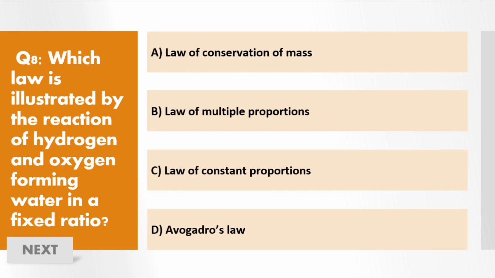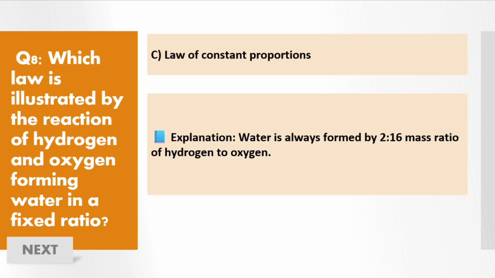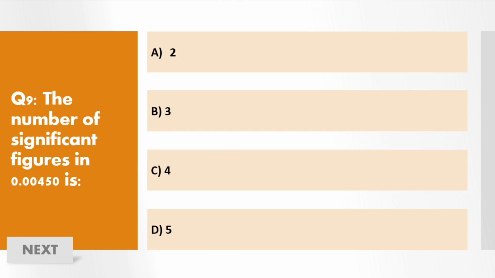Q8. Which law is illustrated by the reaction of hydrogen and oxygen forming water in a fixed ratio? A. Law of conservation of mass. B. Law of multiple proportions. C. Law of constant proportions. D. Avogadro's law. Correct answer: C. Law of constant proportions. Explanation: Water is always formed by a 2:16 mass ratio of hydrogen to oxygen.